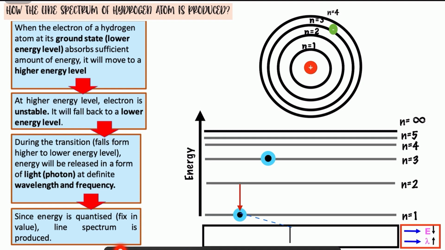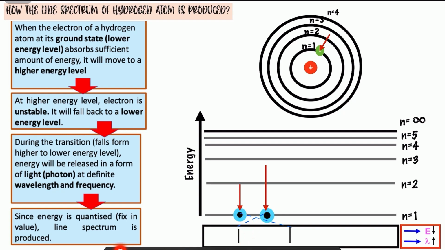Let's say the electron absorbs energy and is excited to n equal to 3 here. What happens when it makes a transition from n equal to 3 to n equal to 1? It will release energy in the form of a photon. You will see it in light form, and the line spectrum is produced. This line spectrum has a specific wavelength and a certain frequency.